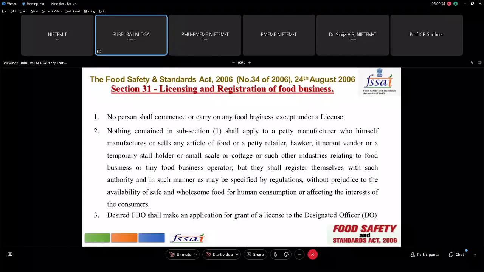So where will I get the license? You have to apply online through the website foscos.fssai.gov.in. In every district, there is a food safety designated officer. They will scrutinize your application.